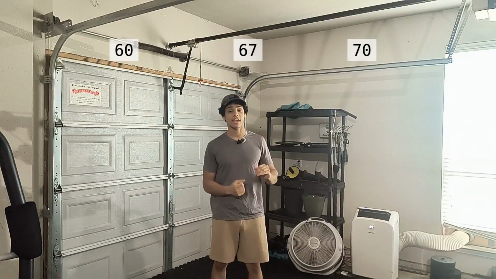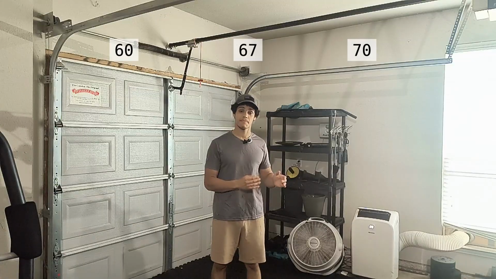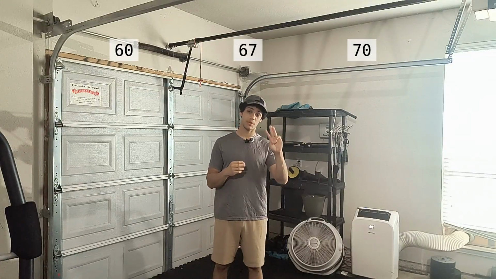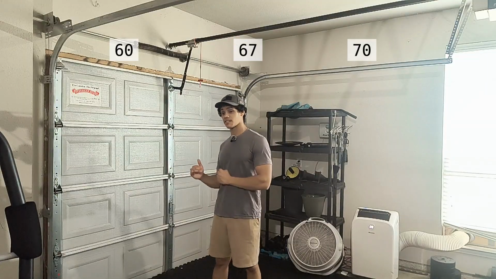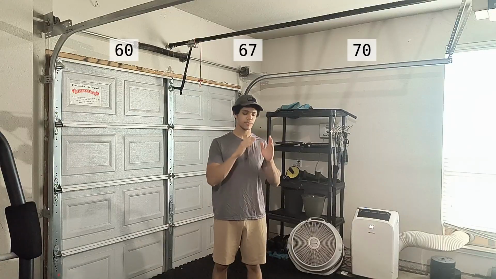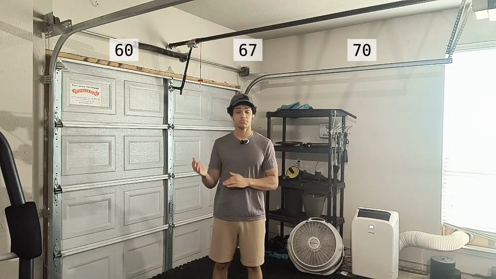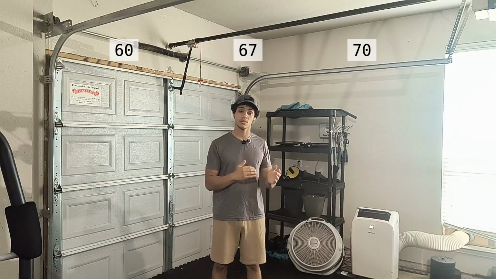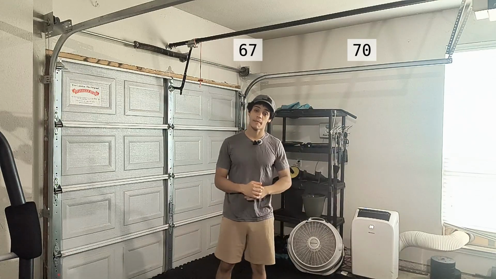So how far away is 67 from 70? Well, it's only 3 spaces away. And how far away is 67 from 60? Well, it's 7 spaces away. So where would we round to? What is the closest tens we round to? Well, it would be 70, because it's only 3 spaces away from 70.